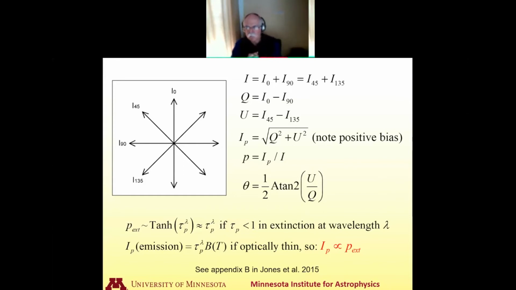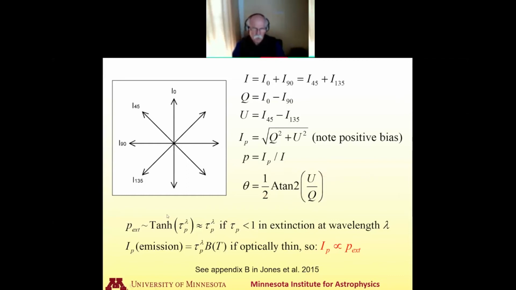That's sometimes called polarization bias, and I'll talk a little bit about it, but not much more, but it's something to be careful about. The fractional polarization is the polarized intensity divided by the total intensity, and the position angle measured east of north, north up, east to the left, is given by this formula. And so if you're using Python or some other fairly modern language, even Fortran like me, you want to use ATAN2 so that this ratio ends up in the correct quadrant.